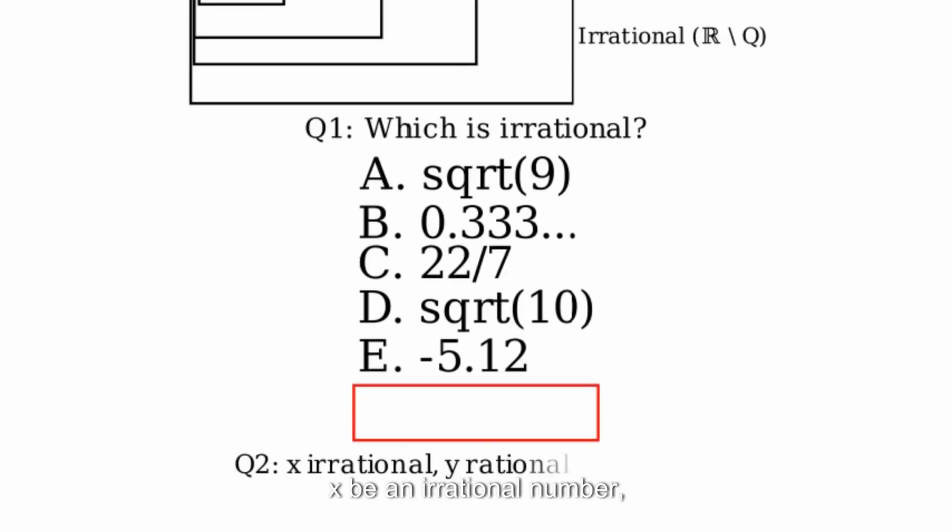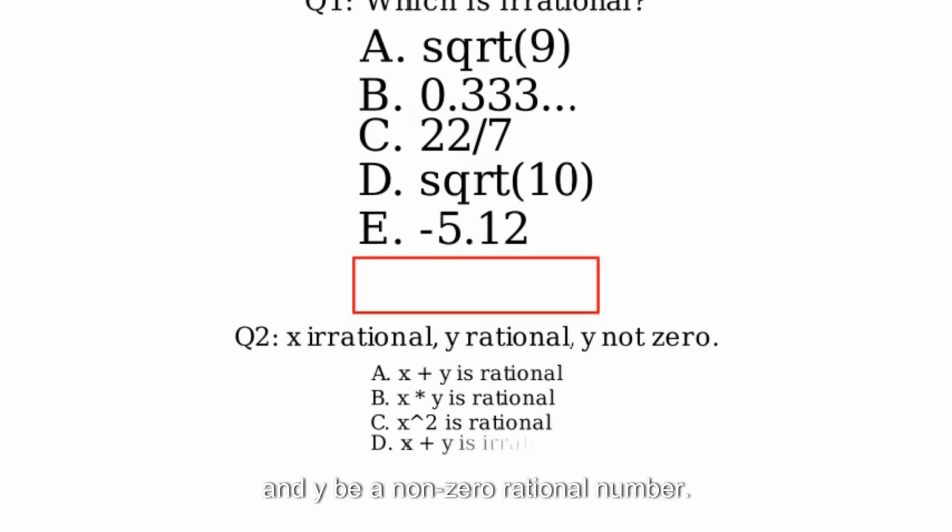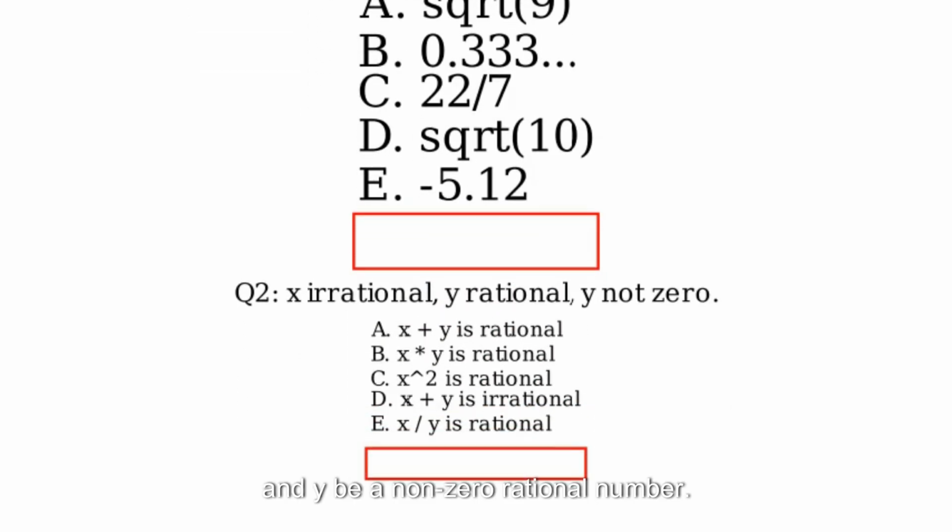Question 2. Let x be an irrational number and y be a non-zero rational number. Which of the following statements is always true? A. x plus y is rational. B. x times y is rational. C. x squared is rational. D. x plus y is irrational. E. x divided by y is rational.